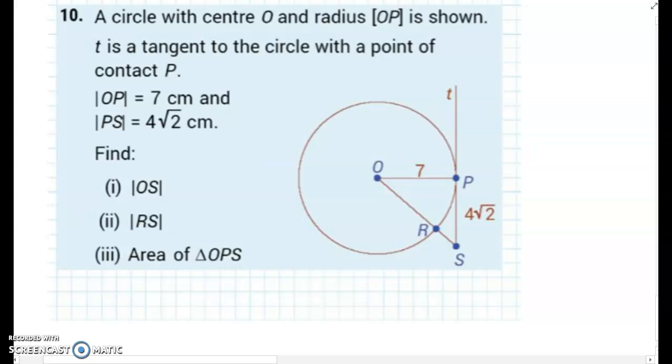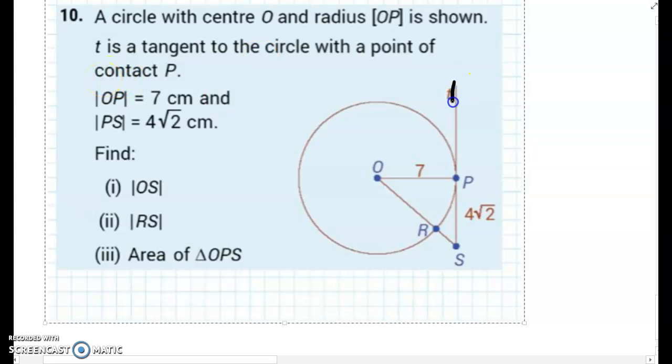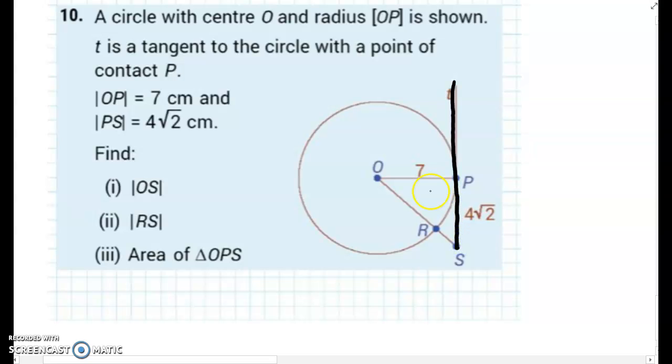So it's a circle with center O and radius OP. T is a tangent to the circle with a point of contact at P. Now, it's just a straight line, but they tell you it's a tangent because tangents form right angles with the radius. They always do. So we know that that triangle there is a right angle triangle.